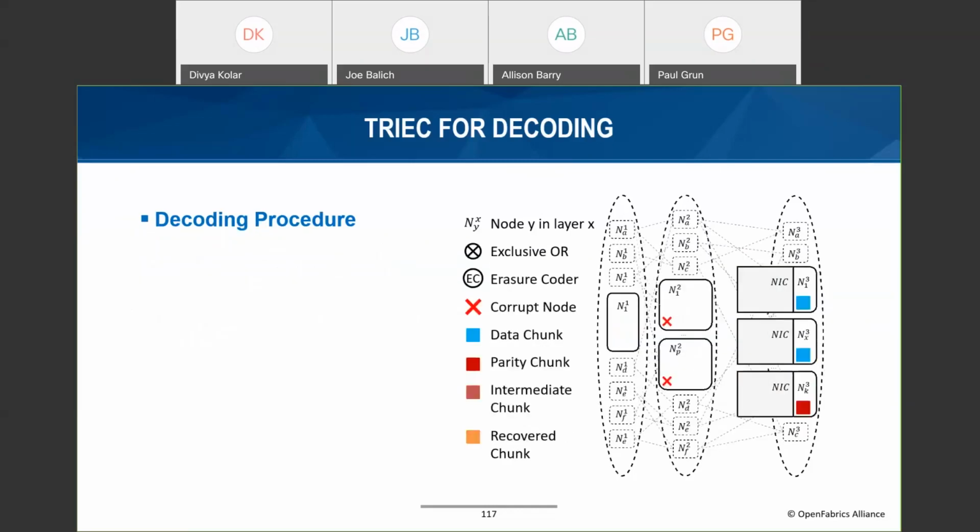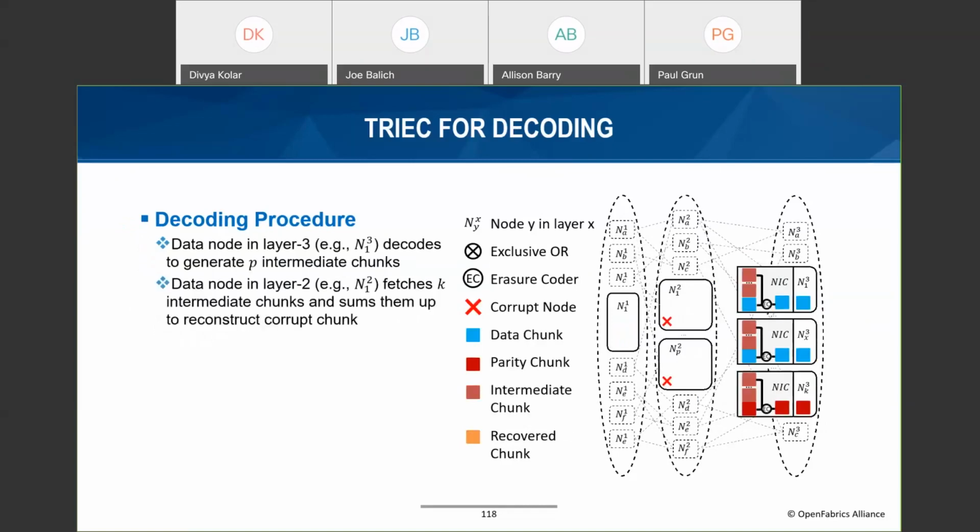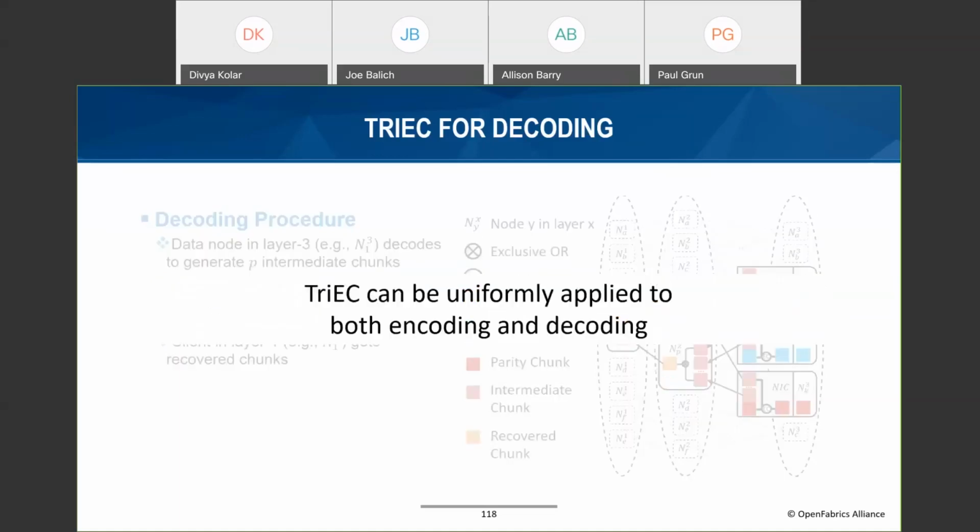Next is the example of TriEC for decoding; these slides show the decoding procedure. For instance, the data nodes in layer 3 will first decode to generate P intermediate chunks, and then the data nodes in layer 2 will fetch these K intermediate chunks and sum them to reconstruct the corrupted chunks. And then the clients in layer 1 can finally get the recovered chunks. So both of these examples show that TriEC can be uniformly applied to both the encoding and decoding processes.